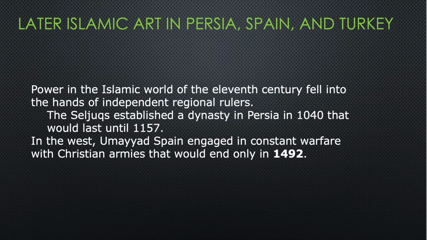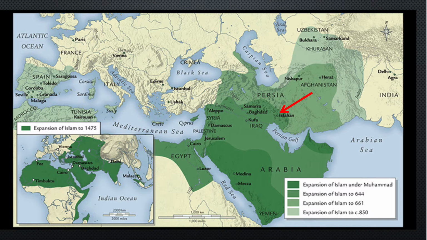Later Islamic art in Persia, Spain, and Turkey. Power in the Islamic world of the 11th century fell into the hands of independent regional rulers. The Seljuks established a dynasty in Persia in 1040 that would last until 1157. In the west, Umayyad Spain engaged in constant warfare with Christian armies that would end only in 1492. And there's that date again, so it should be in your mind.